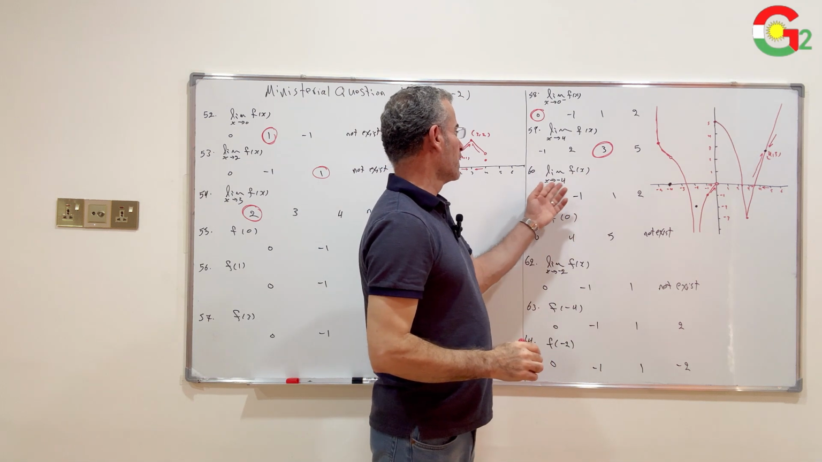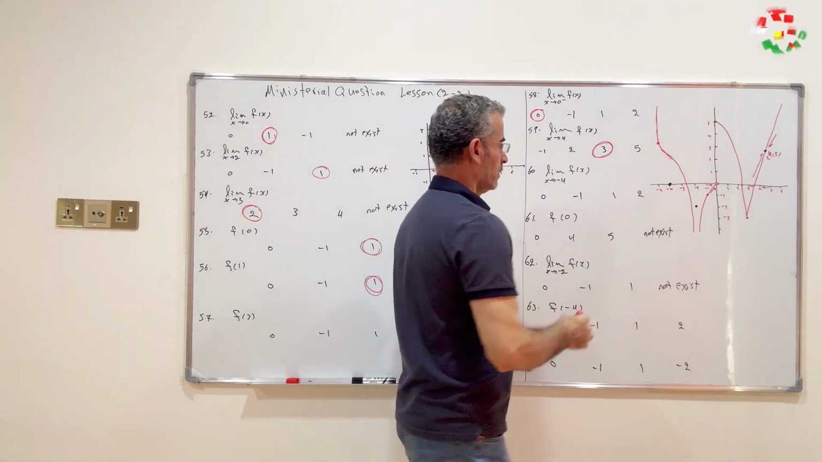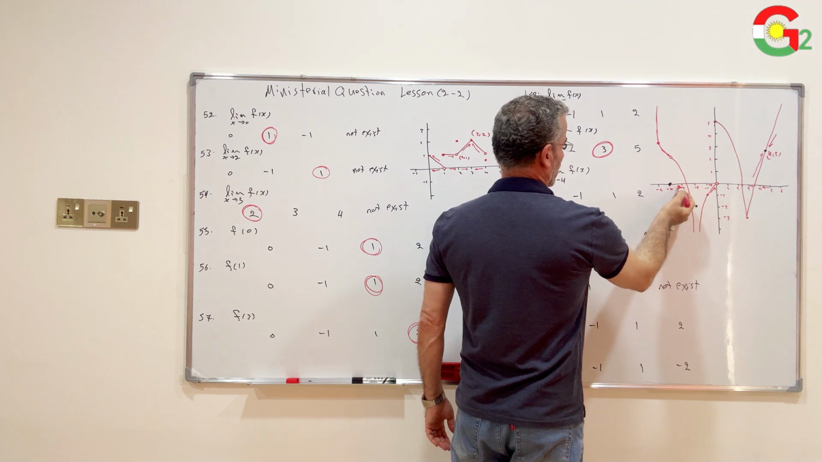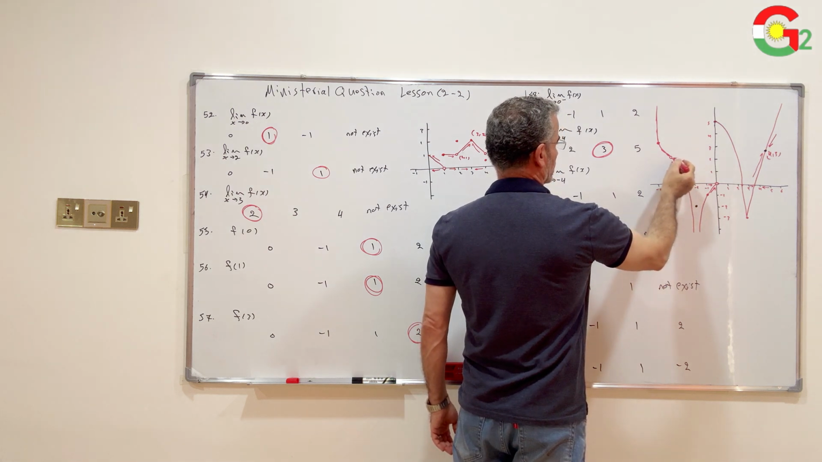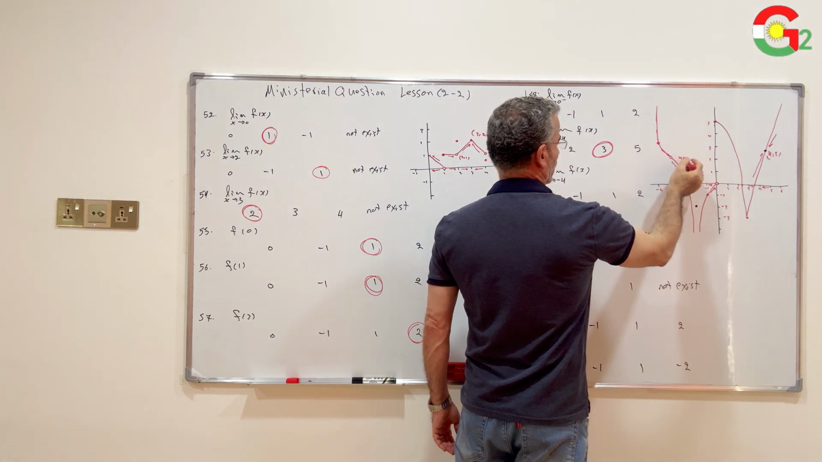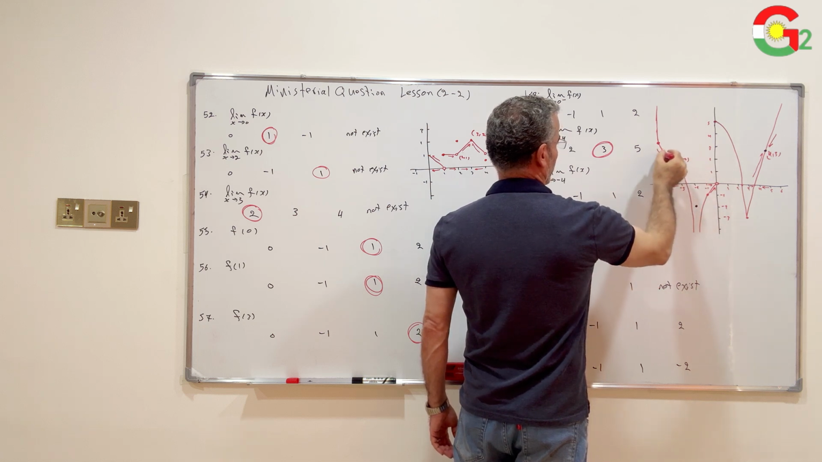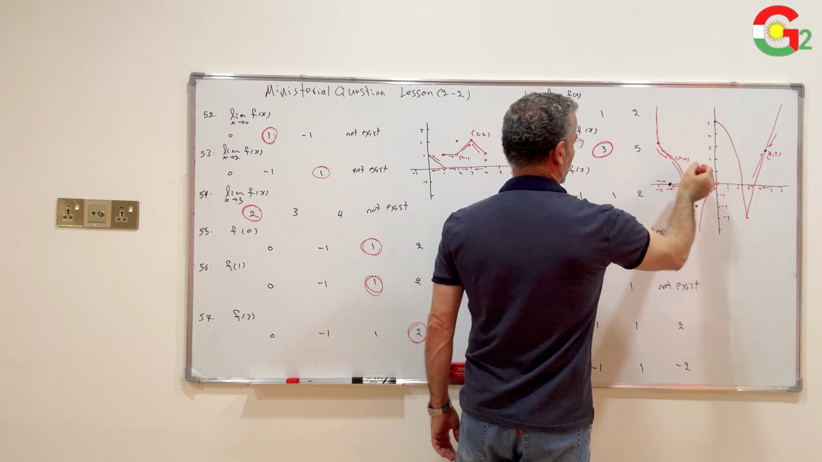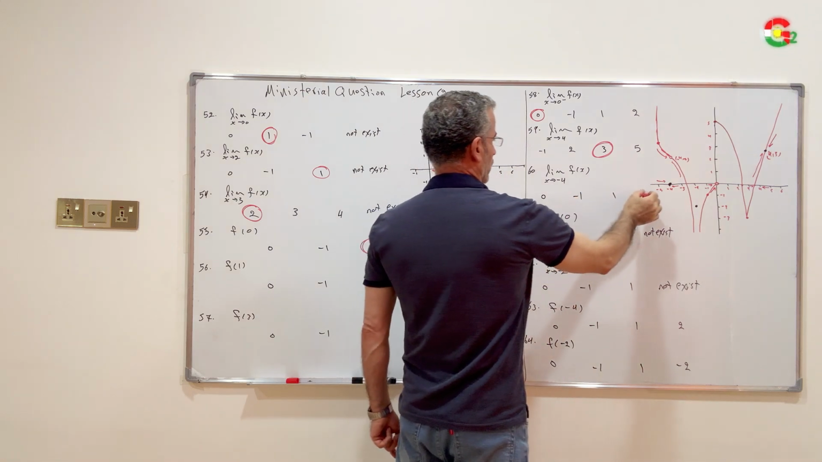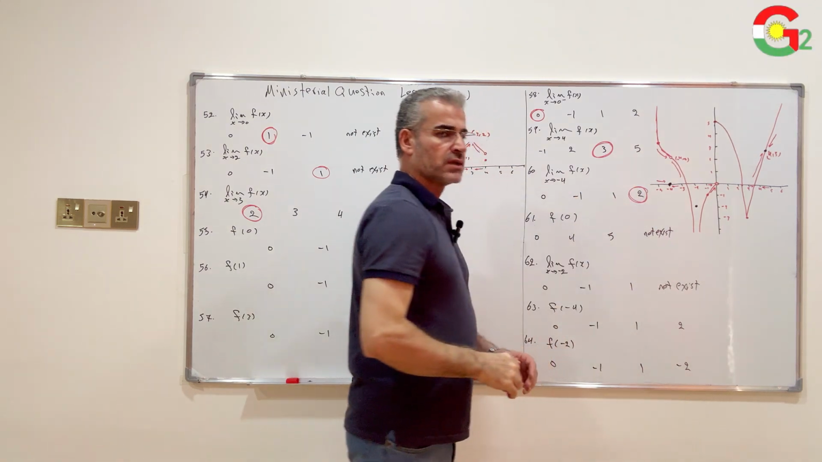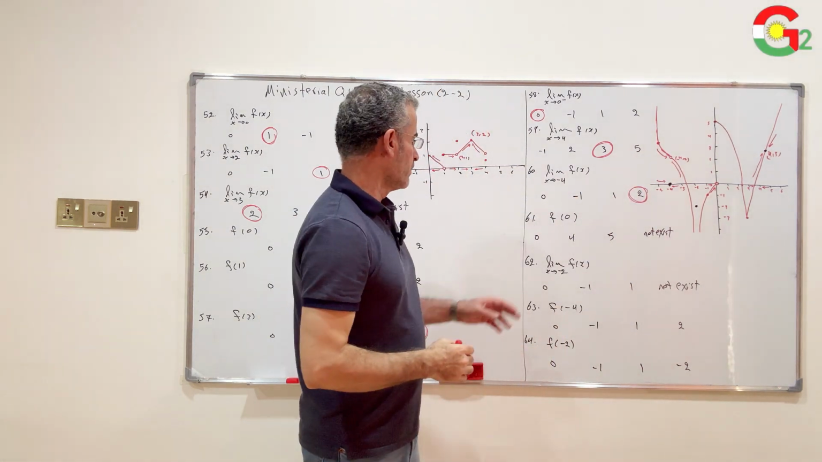Limit f of x when x approaches negative 4. This is negative 4. From the right, the function goes to this point, (-4, 2). From the left, f of x also goes to this point, (-4, 2). Then the right choice is 2, choice D.